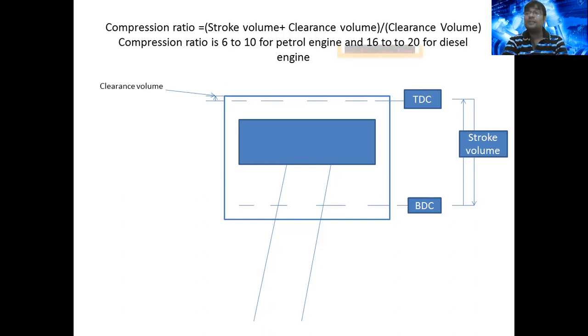So what is compression ratio? Stroke volume plus clearance volume divided by clearance volume. The compression ratio is 6 to 10 for the Otto cycle and 16 to 20 for the diesel cycle. So what is compression ratio? Stroke volume plus clearance volume divided by clearance volume. What is the value for the Otto cycle? 6 to 10. For the diesel cycle? 16 to 20. Otto cycle is applicable for which engine? Petrol engine. Diesel cycle is applicable for which engine? Diesel engine.